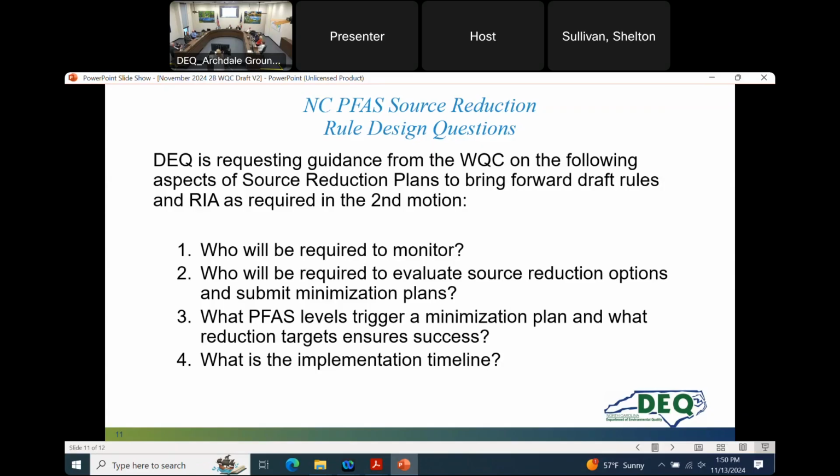Source minimization is not a new concept, guys. It doesn't apply just for PFAS. It's everything. So there's a couple ways you could skin the cat, but those are some high-level concepts we've talked about to bring back to you as a committee to start debating once you see it in writing. Fair enough? Any follow-up?